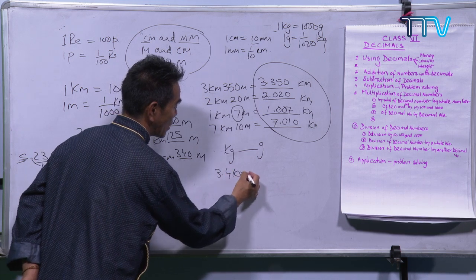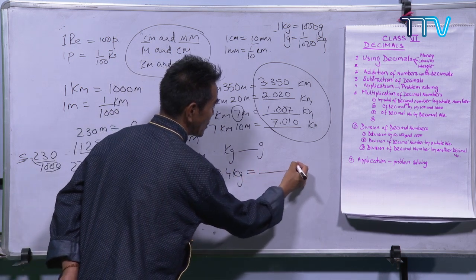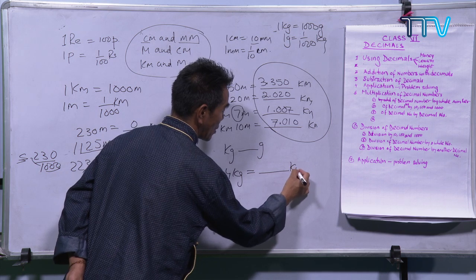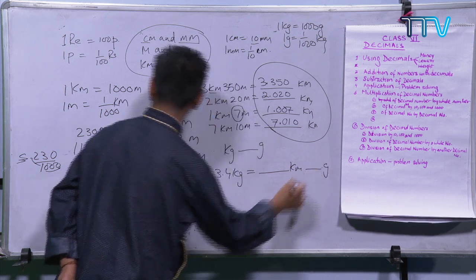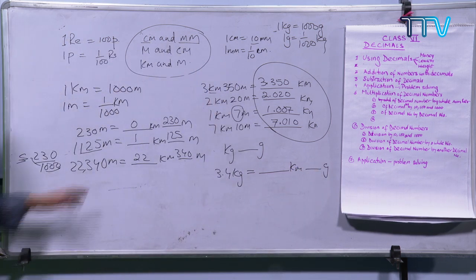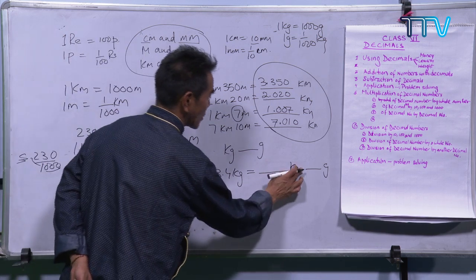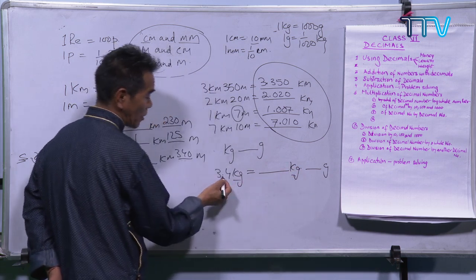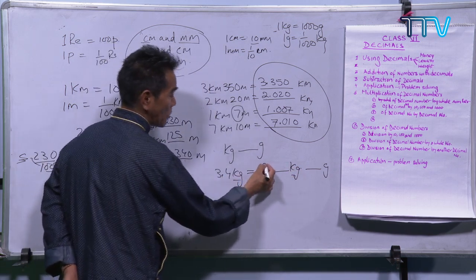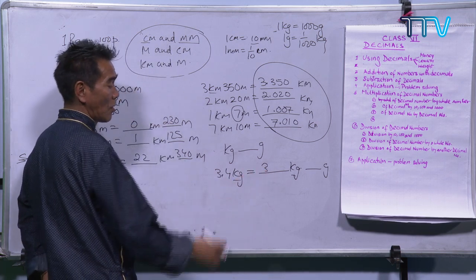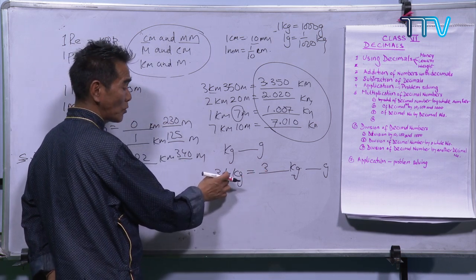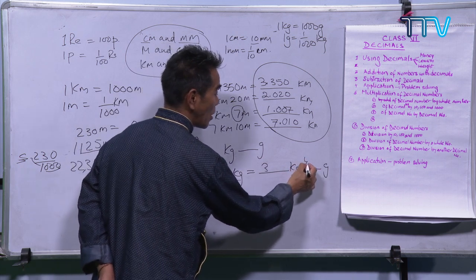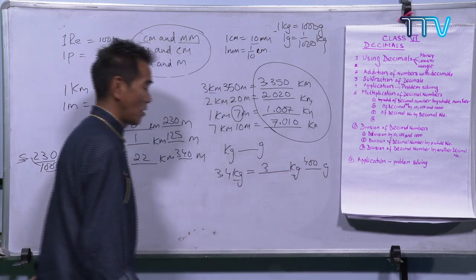3.4 kg. If you are asked to change kilometer and gram, in this problem you need to put a kilometer. Then the unit is kilogram, kg, and you put a decimal point in the kg.